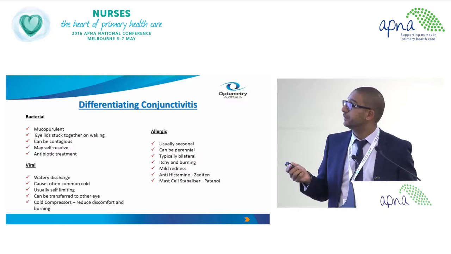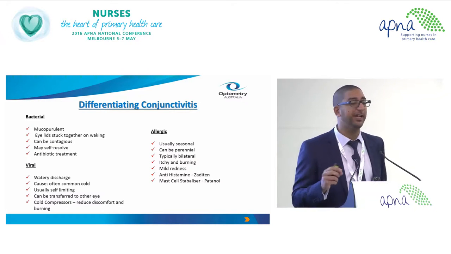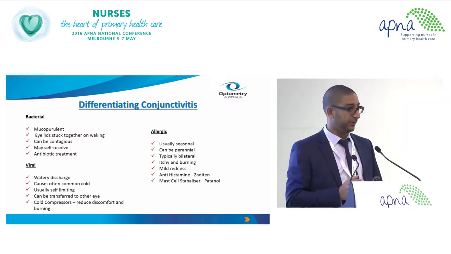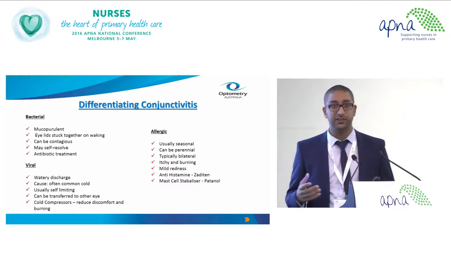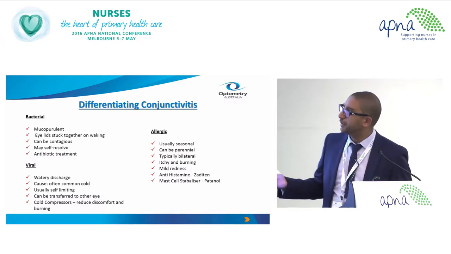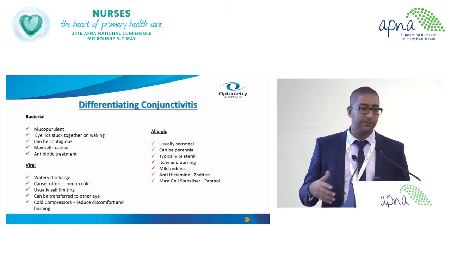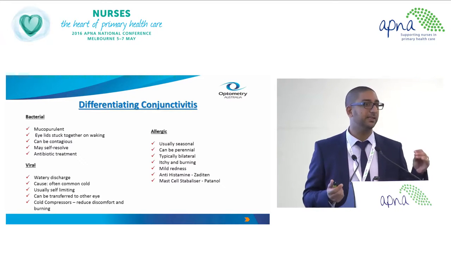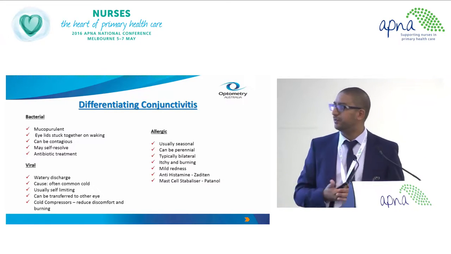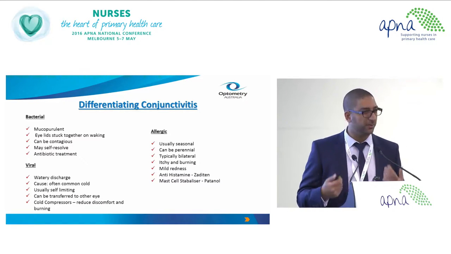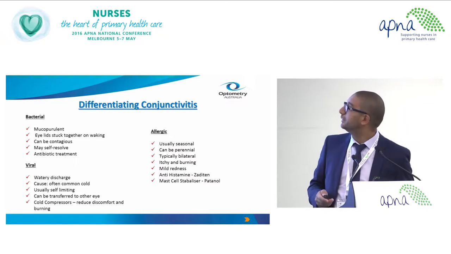So just to give you a bit of a checklist to think about when you want to pinpoint or narrow down what sort of conjunctivitis, because this will ultimately determine your treatment. So bacterial, like I said, I know you guys all know how to read, so I won't read for you. But some of the main things, eyelids stuck together and pussy. Viral is generally watery, okay? There's no pus involved, and it comes with the common cold, and you don't have to do much about it.